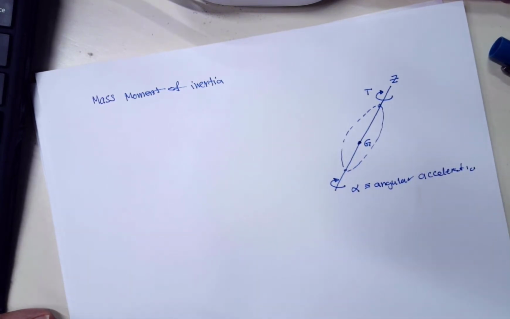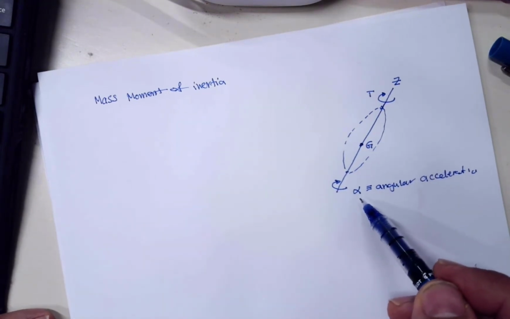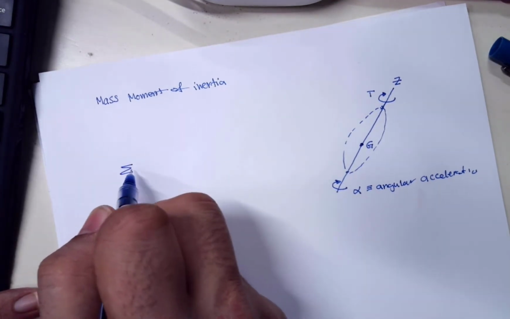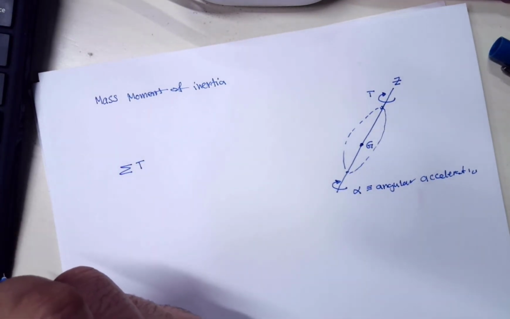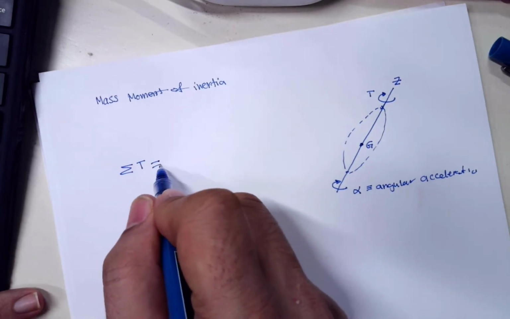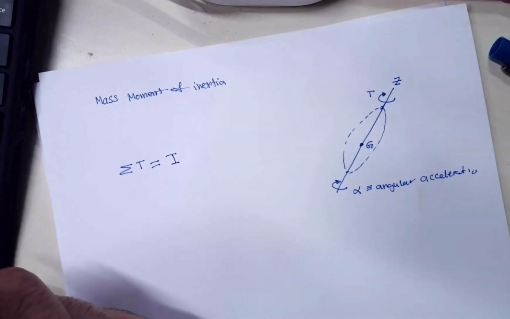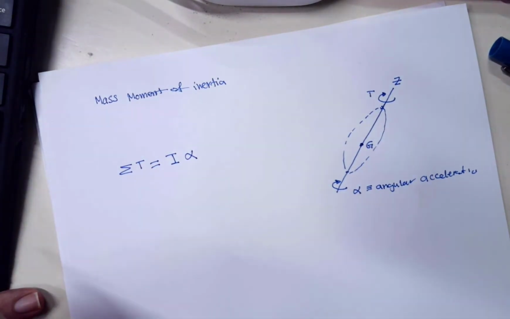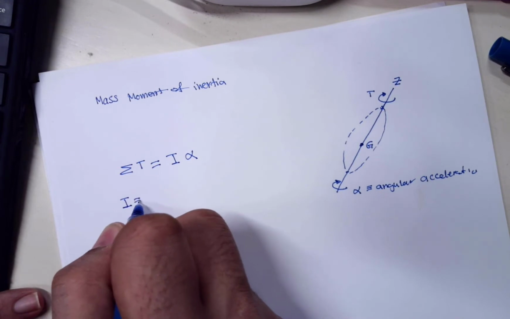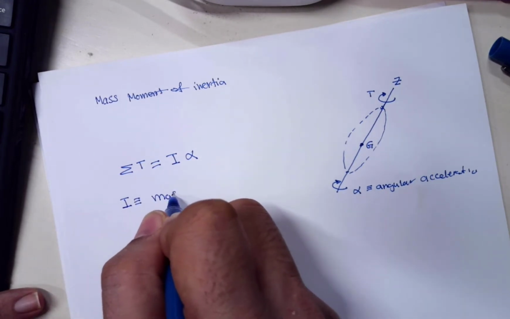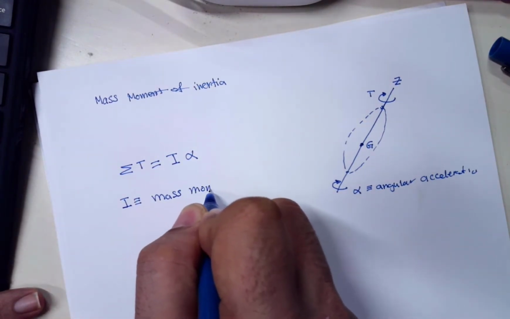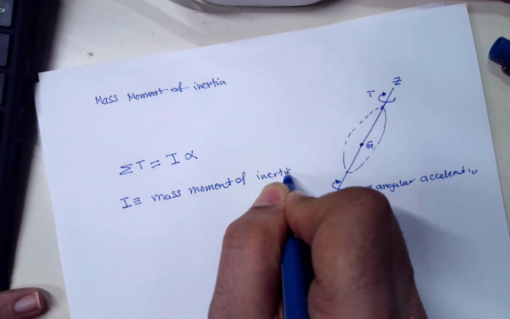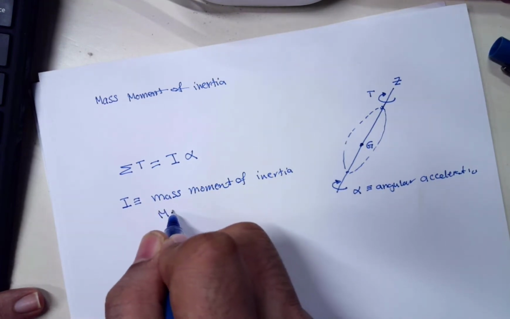And the relationship between the torque and the angular acceleration is from Newton's second law. It says the summation of all torque applied on the rigid body is equal to the mass moment of inertia multiplied by the angular acceleration. So I is the mass moment of inertia, abbreviated by MMI.